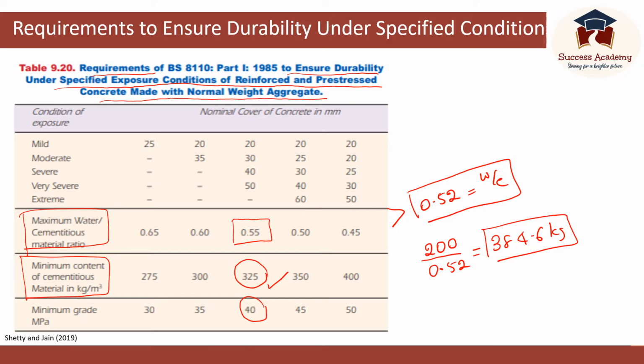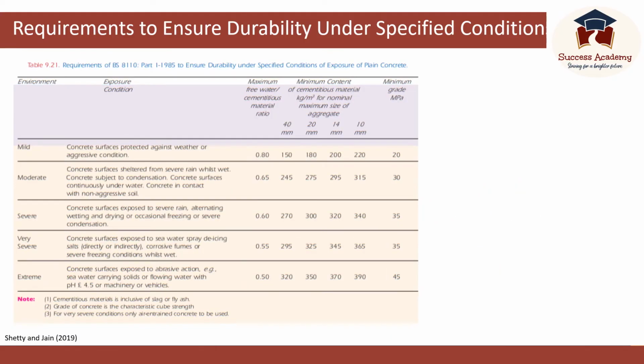Also, you have some other things here as well. Depending on the condition of exposure, whether it is mild, moderate, severe, very severe or extreme, you can find the nominal cover of concrete in millimeters. So we need to consider this also when we do a concrete. We can find the same information in table 9.21 for plain concrete. Depending on our minimum grade of the concrete, we can find the minimum cement content and also the maximum water to cement ratio. And we check our calculated value with this maximum water to cement ratio and the minimum cement content, and we need to select the appropriate values for our design.